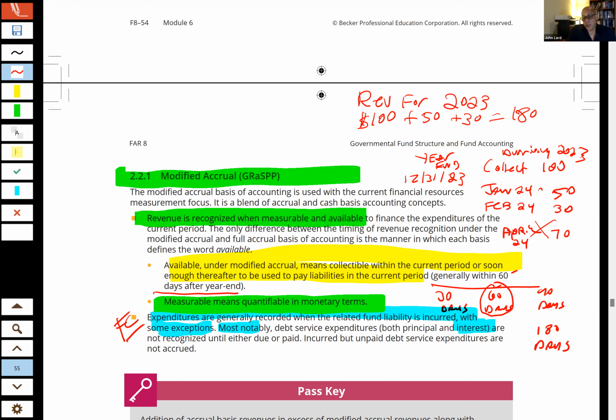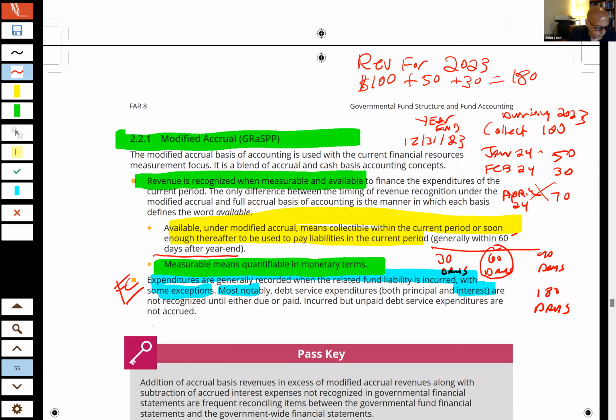And at December 31st under accrual accounting, you would record what? You would record the liability, interest payable, and take the interest expense, debit the interest expense. Under governmental, we don't do that. We wait until we enter into the year when it's going to be paid. And we'll practice more with that.